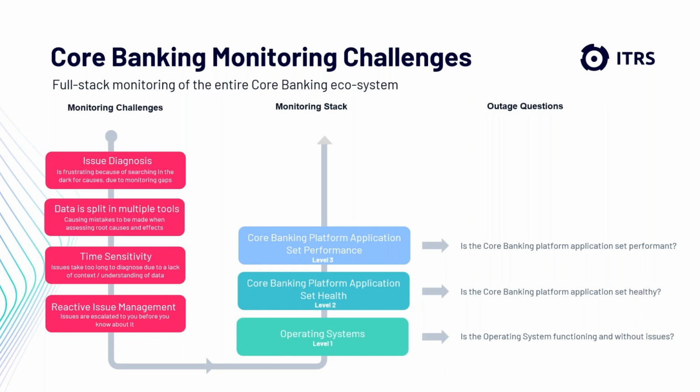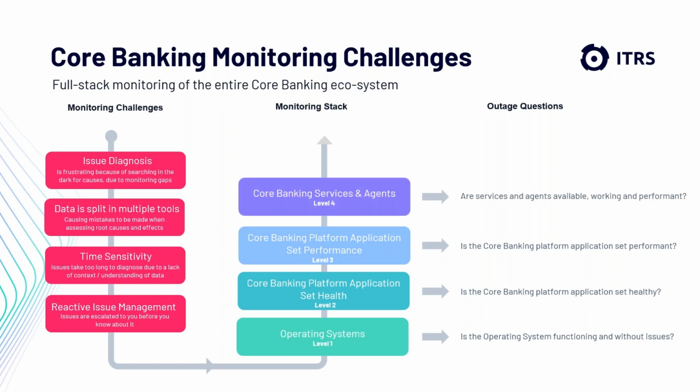The next level of maturity is that service level. Are your core banking services and agents available, working, and performant? There are three different questions with three different answers. Just because something is available doesn't mean it's working, and just because it's working doesn't mean it's performant. So when we talk about your core banking services and agents, we're talking about the actual functions within the core banking application: mortgages, deposits, credits, lending, all that kind of stuff.